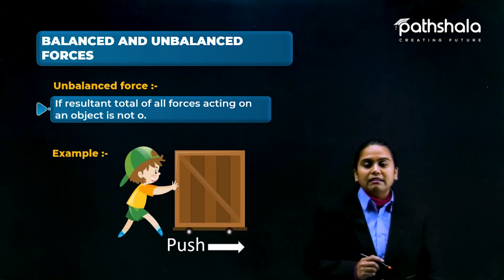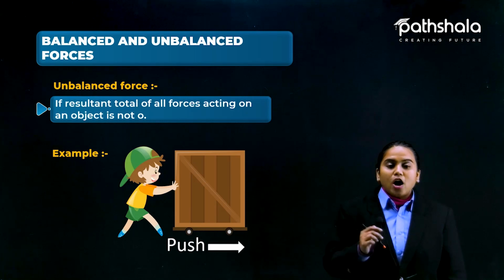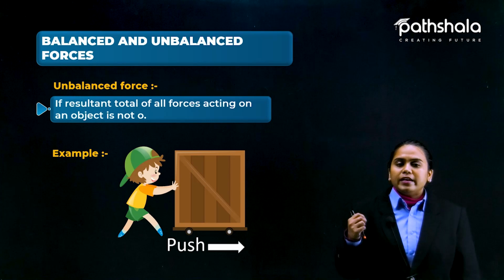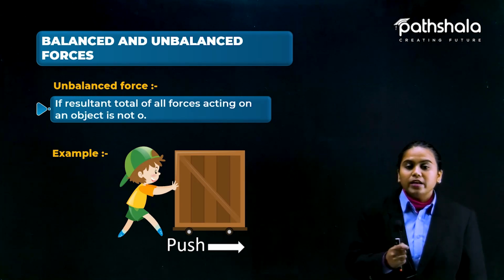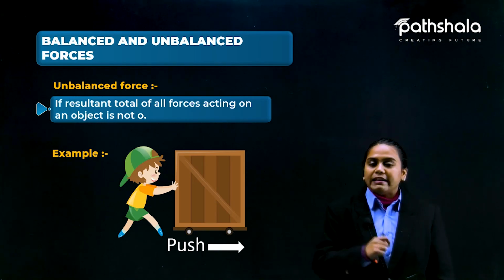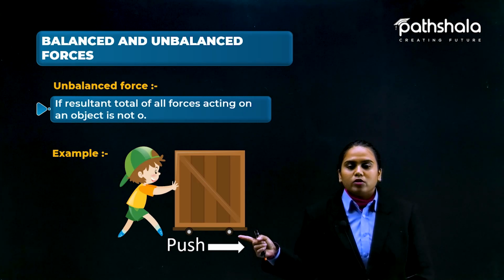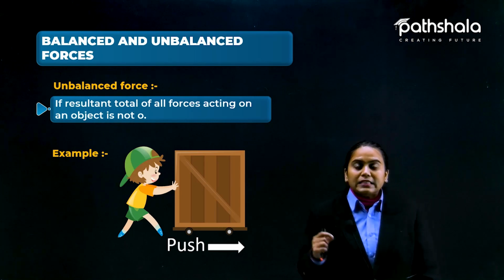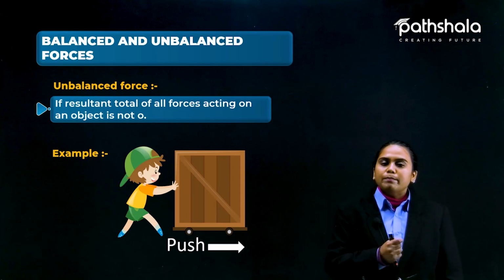As you can see here, a boy is pushing a box. If he is pushing a box, definitely this box will move in this direction. Wherever he is pushing the box, it will move in that direction only. Let's suppose we have tires here also, which make it easy to move. Now if he is applying force, this box will start moving from one place to another.